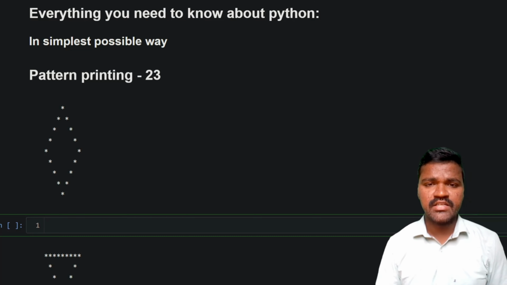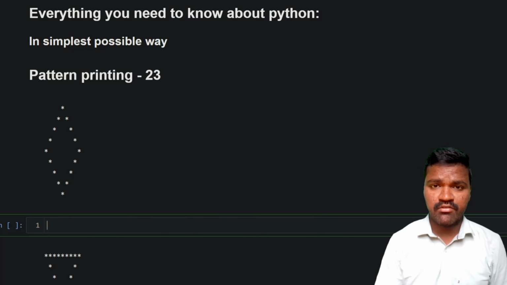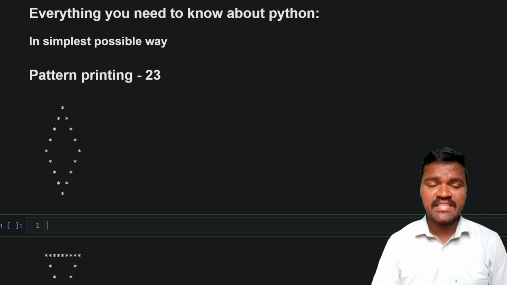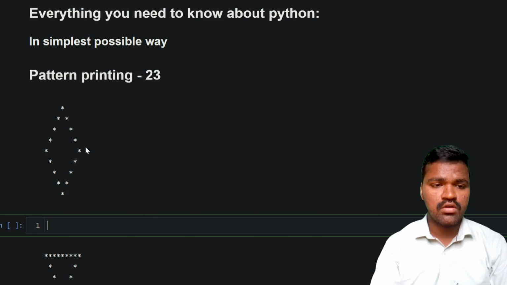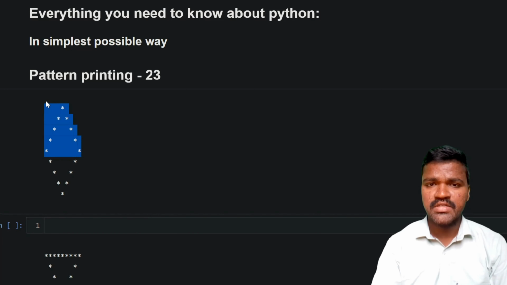In the series of pattern printing, so far we have seen different kinds of patterns in our previous videos. In this video we will see how we can solve this particular pattern using a for loop, string concatenation and also string multiplication. If you don't know about string concatenation and string multiplication, watch my first video about pattern printing, where I have explained them clearly. So now let's go ahead and see how we can solve this particular pattern using all of these things combined together.